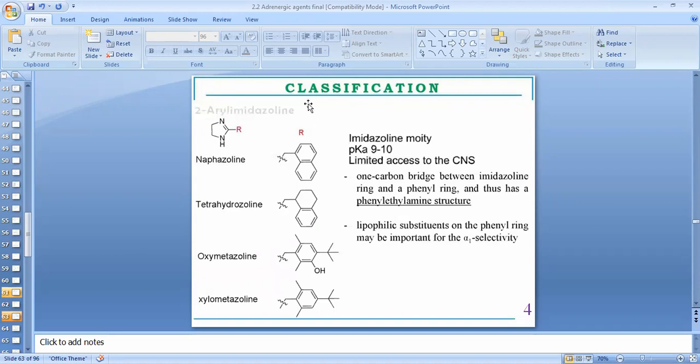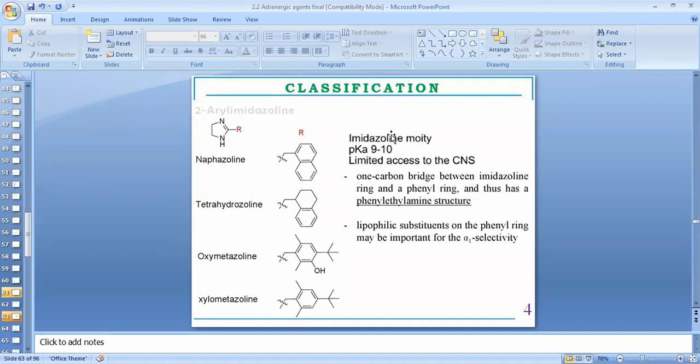आता what is the structure of these drug molecules? Imidazole ring मध्ये if this R group is substituted with these many substituents, हा R group आपण या मोइटीने सबस्टिट्यूट केला, that is naphthalene ring, then the drug molecule is naphazoline. If we are going to substitute this ring with a tetrahydrozoline, so this is the substituent. So here this R is nothing but these many substituents. So these are the various structures of these 2-aryl imidazoline derivatives.